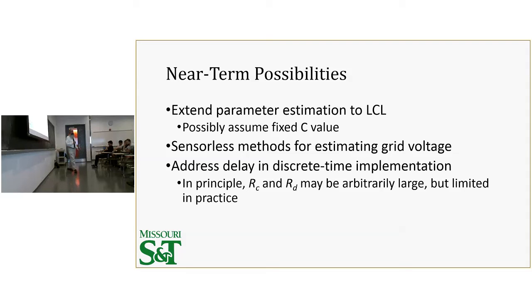So in principle, if you do the Lyapunov analysis, as long as RC and RD are positive, everything works great. But in practice, if they're too large, it becomes unstable, and the reason is because of the delay that's inherent to the discrete time implementation, even with the compensation for that one step ahead. So we need to work on that aspect of it.